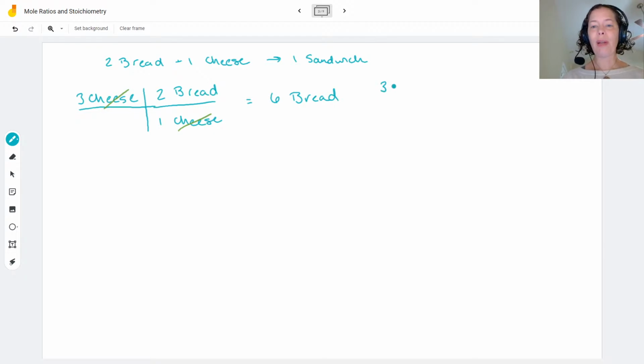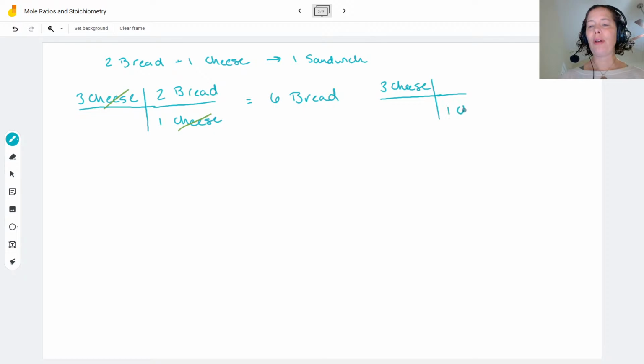I'm still starting with my 3 slices of cheese. This time I have a different mole ratio. So I'm comparing cheese, which is 1, and sandwich, which is 1. So this is a 1 to 1 ratio. But I still want to set it up so that my units cancel again, even though I know what the number is that I'm going to get.